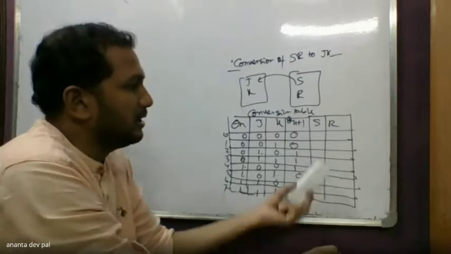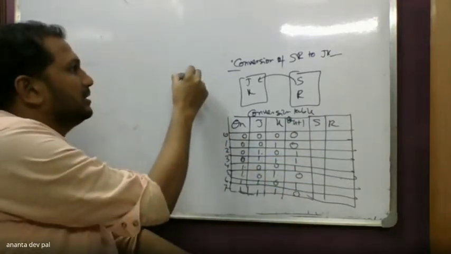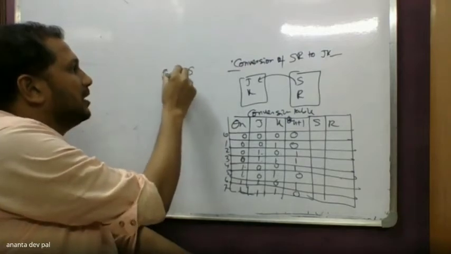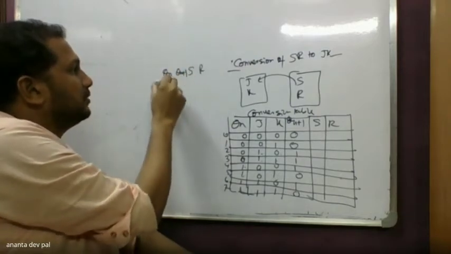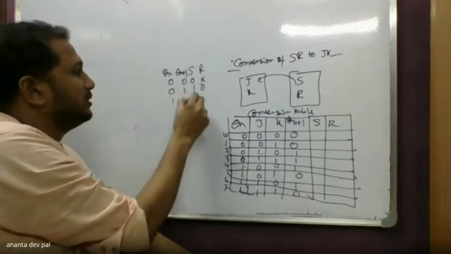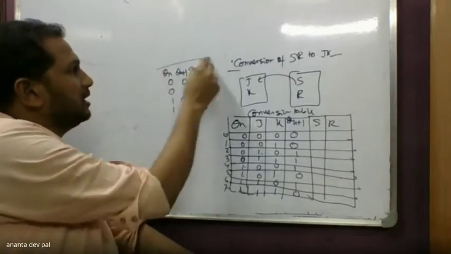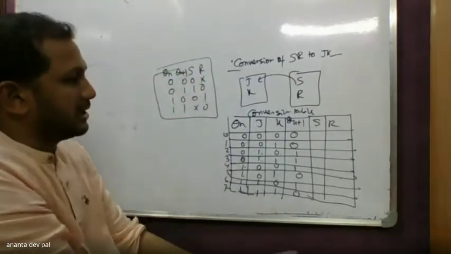Now we have to create the excitation input of SR. We know the excitation input of SR, that is Qn plus 1 and SR. So we know for 0 0 cross, for 0 1 it is 1 0, for 1 0 it is 0 1, and for 1 1 it is cross 0. So this is the excitation table for SR.